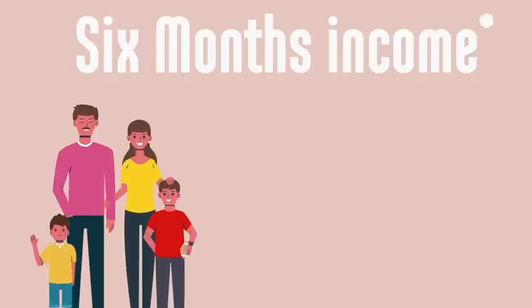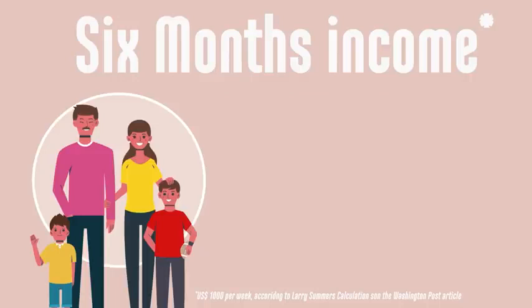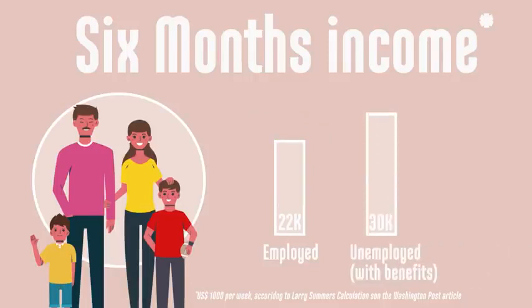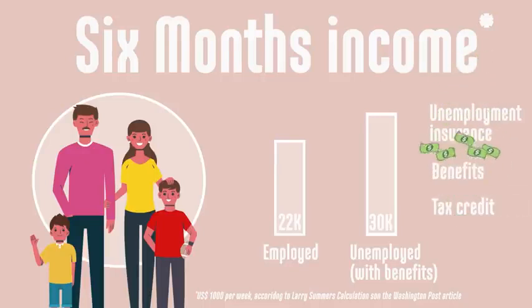Stating an example, he calculates the situation of a family of 4 with a pre-tax income of $1,000 per week. Under normal circumstances, this family would take home around $22,000 after taxes in 6 months. If the head of the household loses his or her job due to the pandemic and relies on government benefits stipulated by the Biden package, this family could take home more than $30,000, including regular unemployment insurance, $400 a week special unemployment benefit and tax credits.